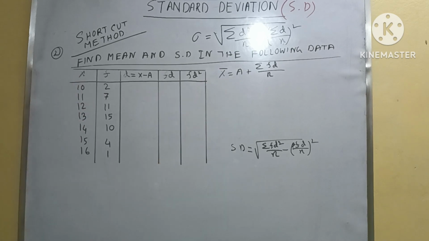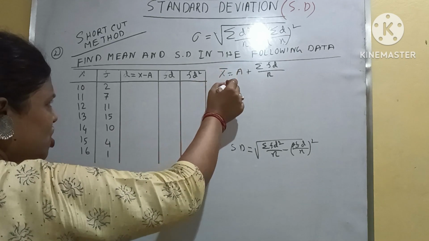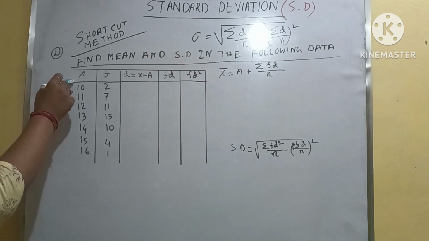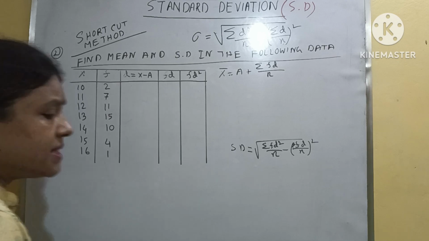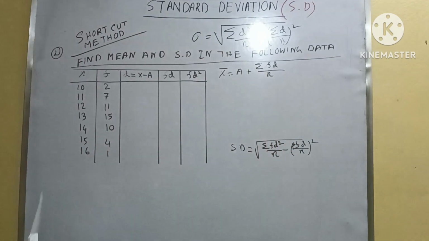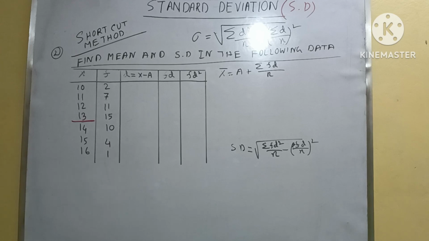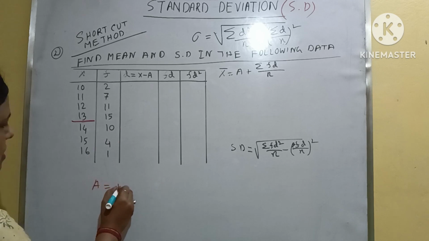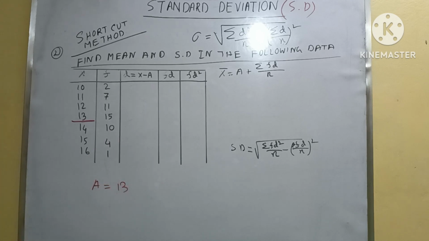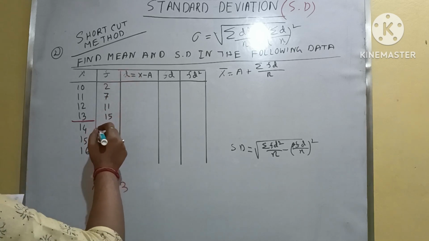So A is actually the assumed mean. Suppose these are the numbers, and from these numbers we have to take one number as the assumed mean. Here I will take 13 as the assumed mean. So I just write here A equals 13. Clear? And now we have to calculate the D value.